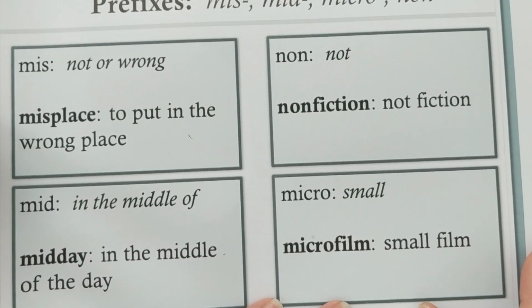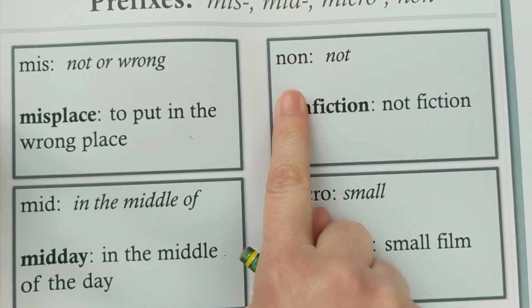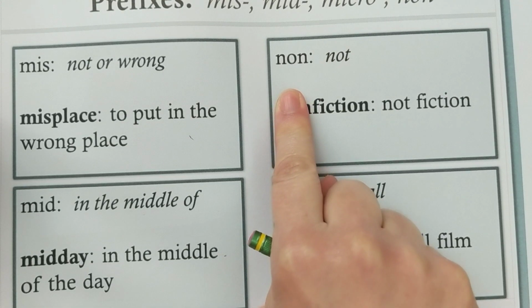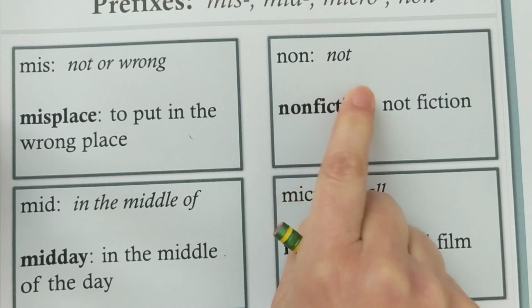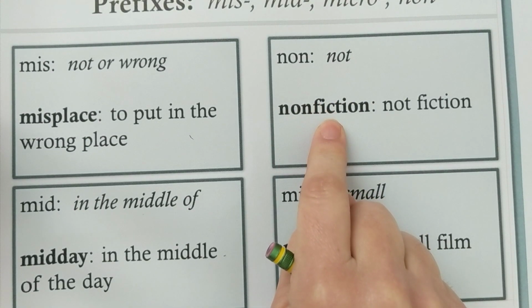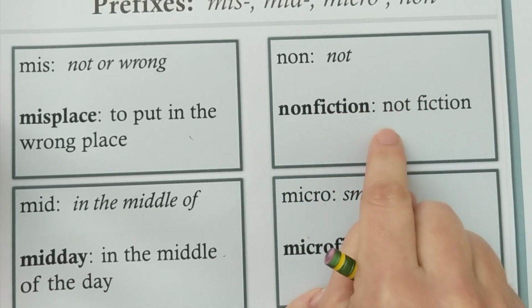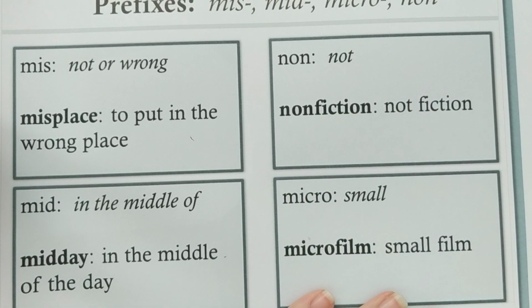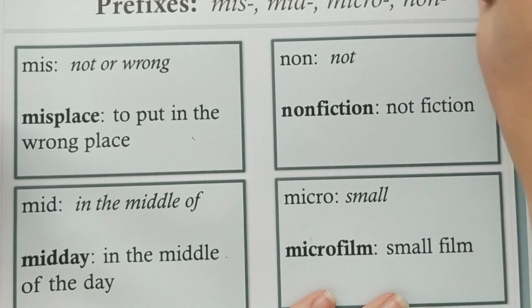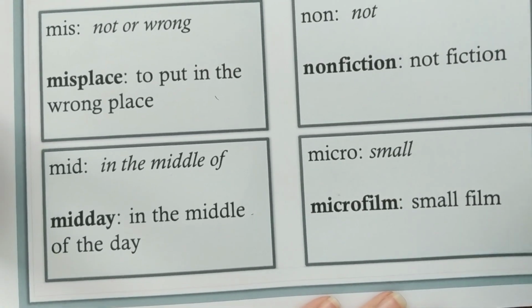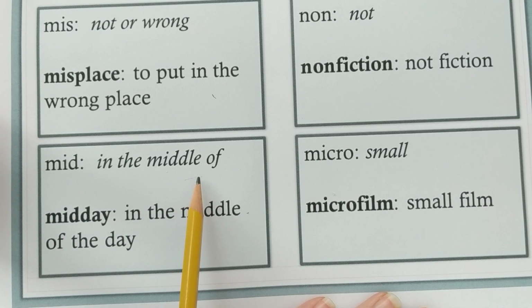Okay? Non means not. So fiction means a story that is fake. It's made up. So if you say non-fiction, then that means it is not fiction. It is not made up. It is not a fake story. So putting non in front changed the meaning. Next we have mid. Mid means the middle of.